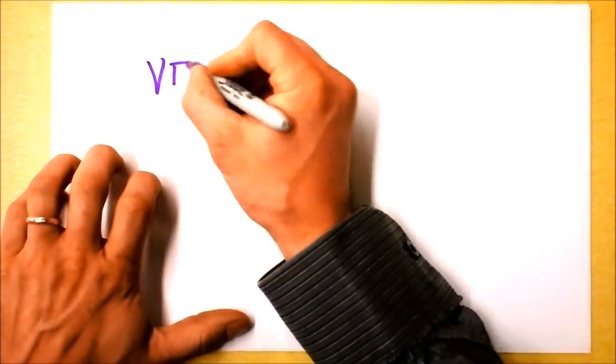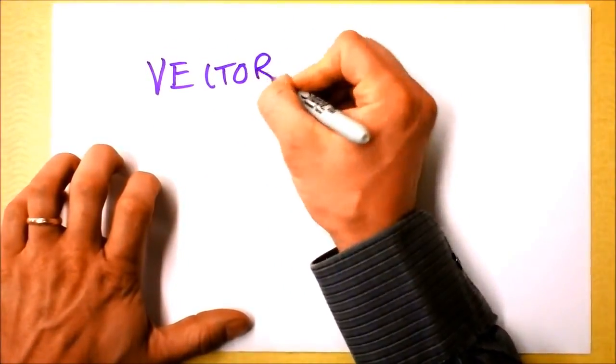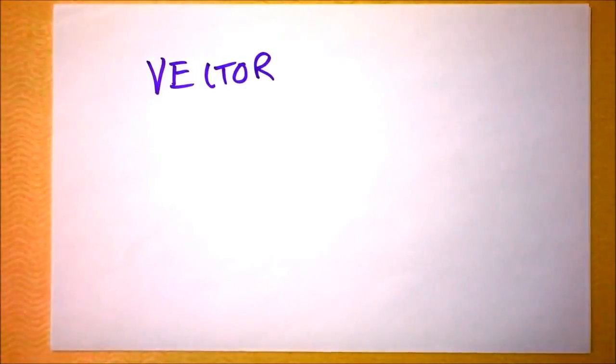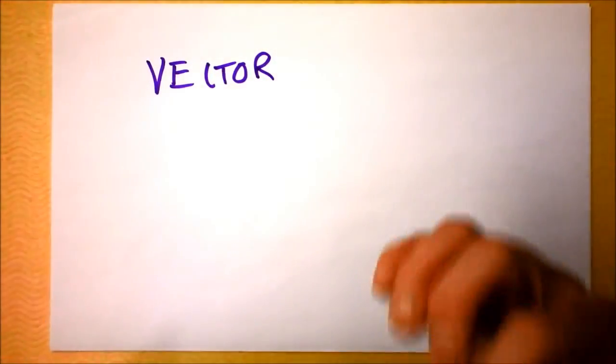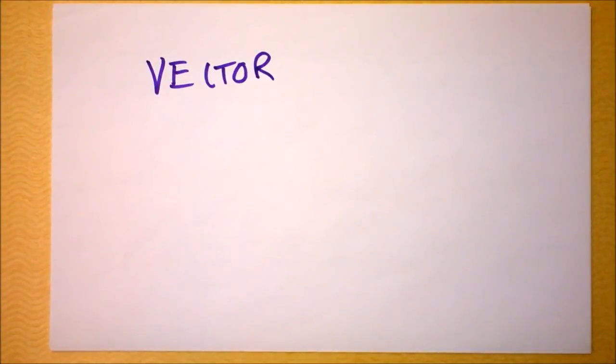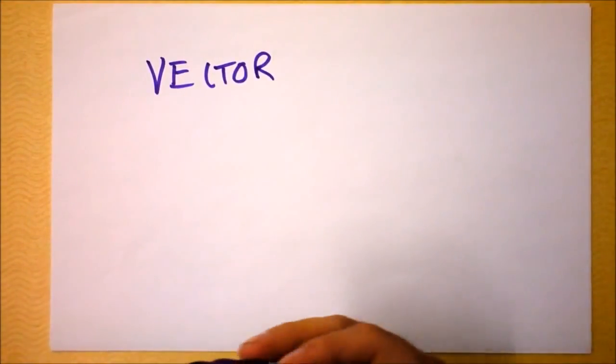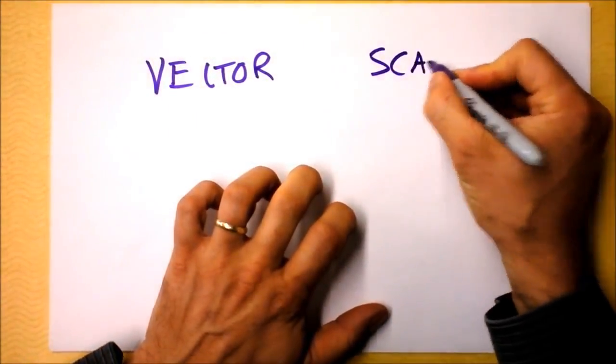Sup, internet? This truck right here, we could represent its velocity as a vector, right? And a vector is a quantity or an entity, a thing with both direction and magnitude.